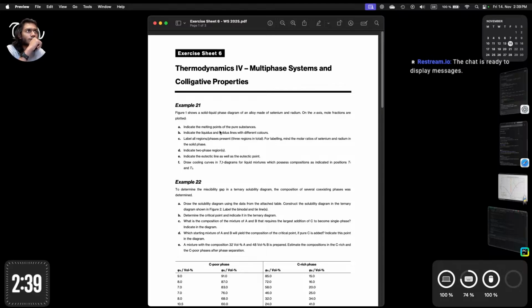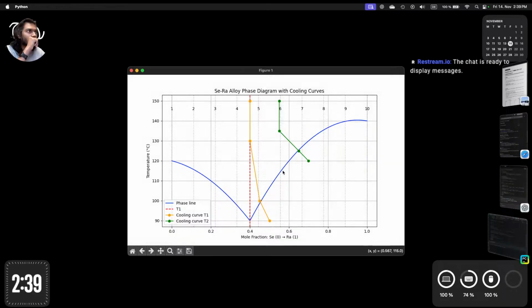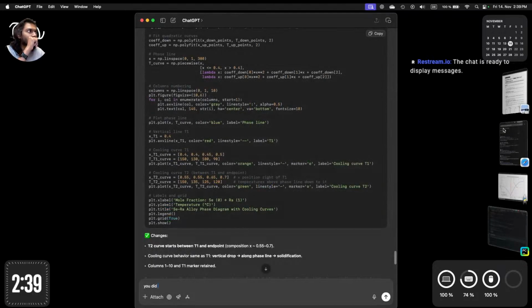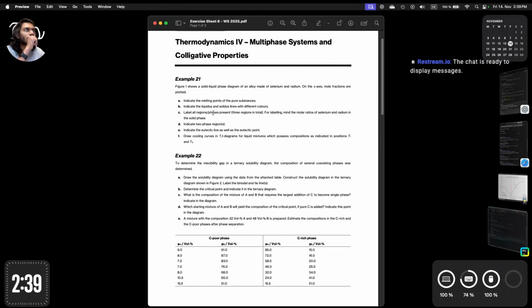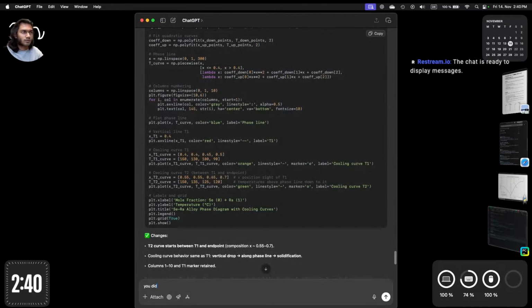Indicate the melting point of the pure substances. Indicate the liquidus and solidus lines with different colors. Label all region phases percent. For labeling, mind the molar ratios of the selenium. So this is the cooling curve. I got it. Oh, come on. Stop confusing. Okay, you did not need to do. Okay, so how do I do?